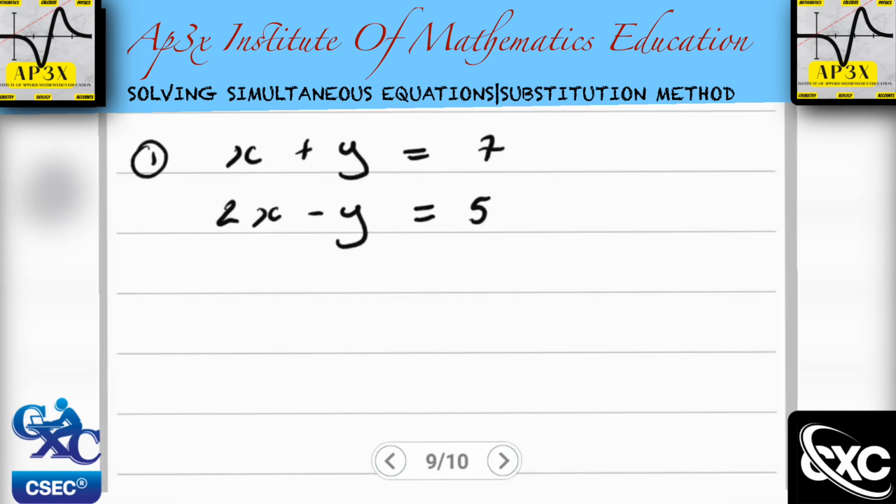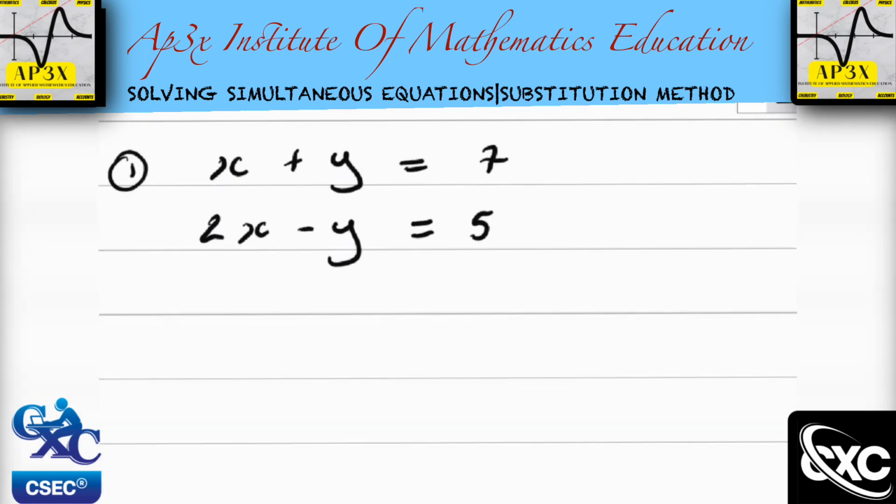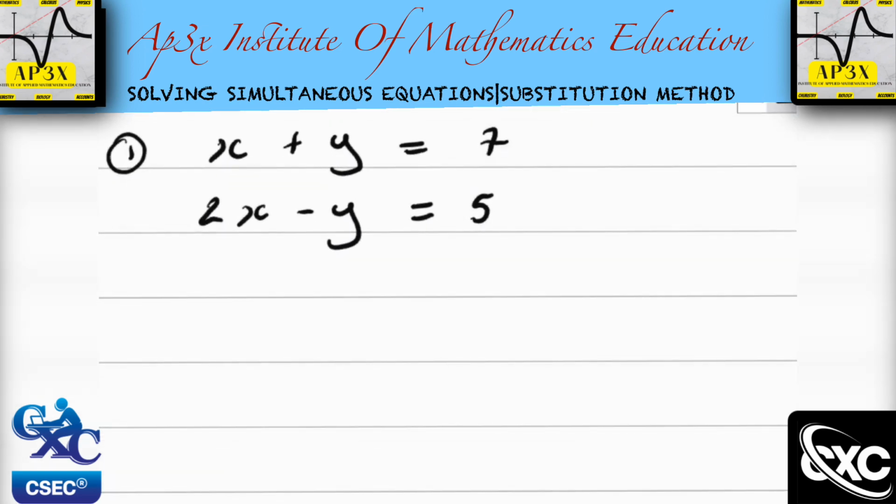Now bear in mind that for exam purposes, the examiner is not going to specify what method to use. You must be able to recognize if it's a linear equation or a linear non-linear equation. And throughout my videos, you're going to be able to recognize when you're dealing with either of the listed equations above. All right, now what we're looking at here is the first equation, x plus y equals 7, and of course, 2x minus y equals 5.